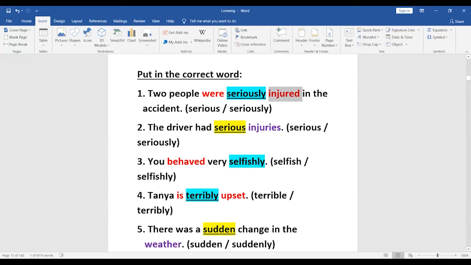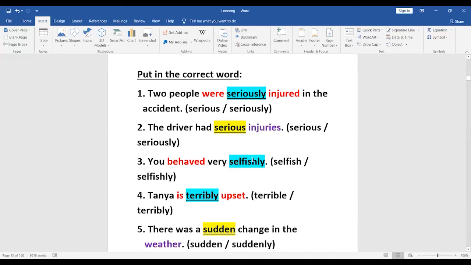In the second sentence, take a look. The driver is the subject, it is also the noun here. The driver had serious injuries. So what happened to the driver? The driver had injuries. And what are injuries? Injuries are the... here, this is another noun.